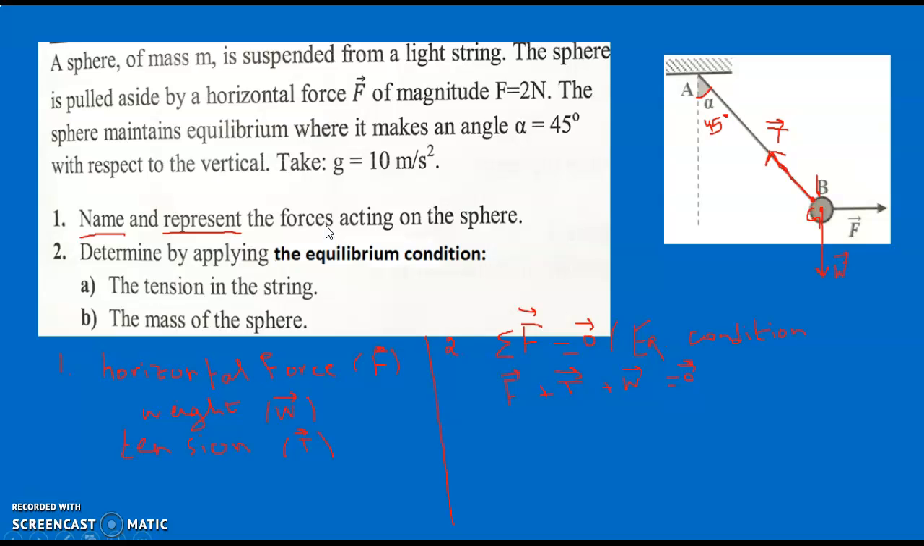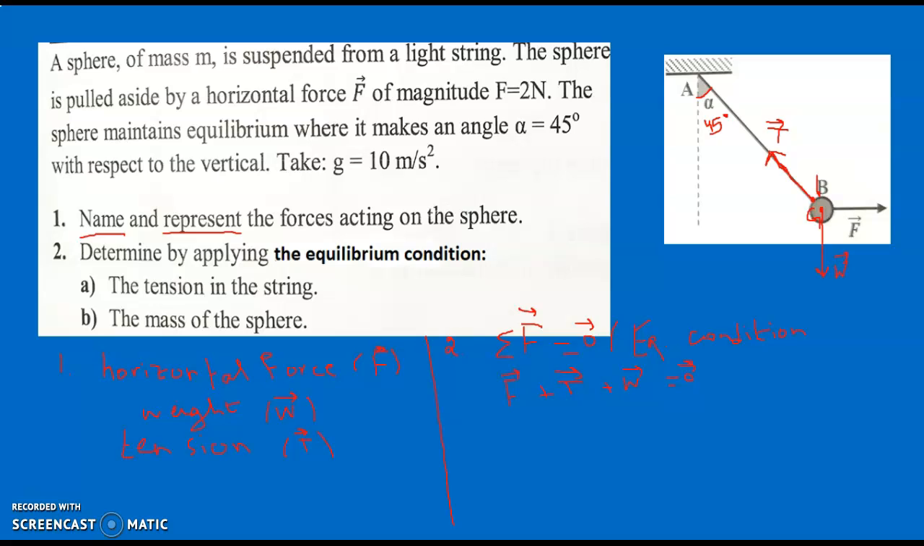If you were given the magnitude of each one of them, then you have to take a scale and then calculate the length of each vector and then represent it. However, this is not available now because you are only given the magnitude of the horizontal force F, but you're not given the mass, so you cannot till now find the magnitude of the weight, and also not given the magnitude of the tension force.